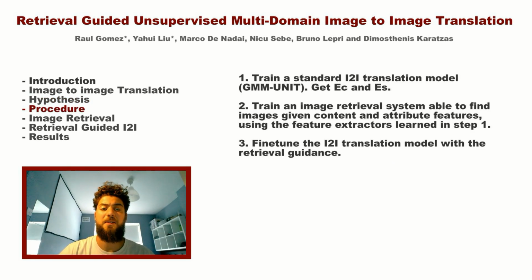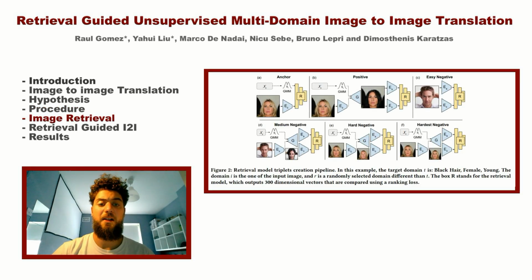First, we train an image-to-image system, in this case a default GMM-UNIT model, which learns to extract content and attribute features. Second, we train an image retrieval system able to find similar images given content and attribute features. Finally, we fine-tune the image-to-image system with the retrieval guidance. Since the first step is a default image-to-image model training, I'll go directly to explain the second step, the image retrieval system training. The image retrieval model itself is quite simple.